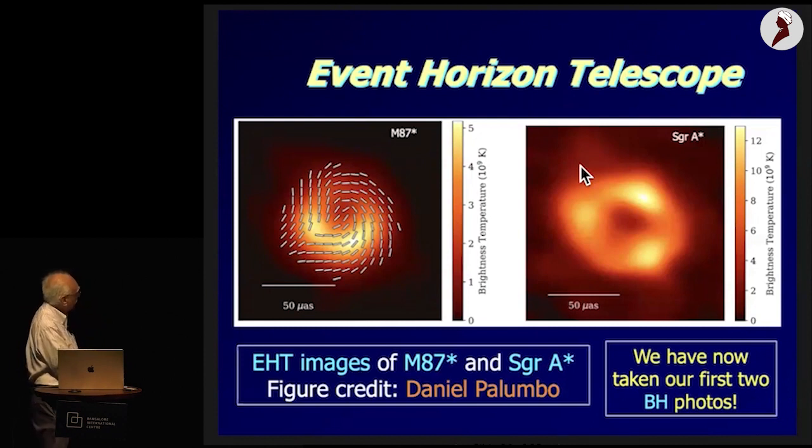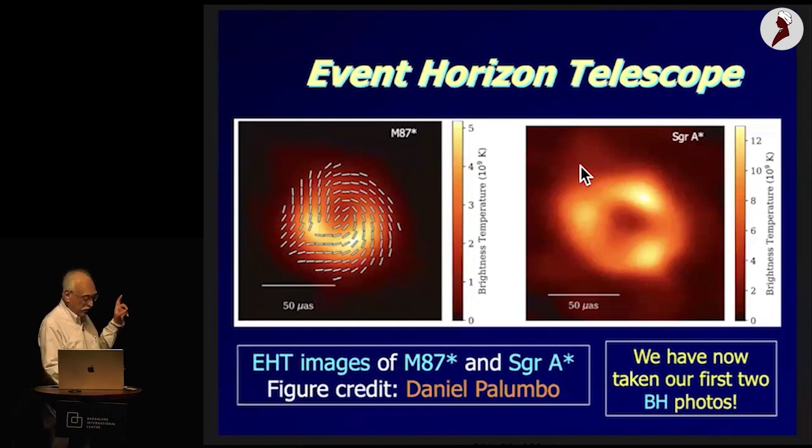Same thing again, a ring. This is presumably the blurred out version of a real sharp ring there. We don't know, but that's what theory tells us. Definitely there's a dark center. The black hole is sitting there. Okay, and this has got a mass of 4 × 10⁶ solar masses.